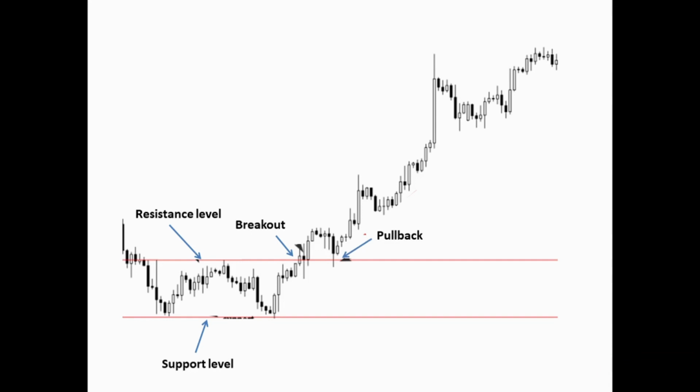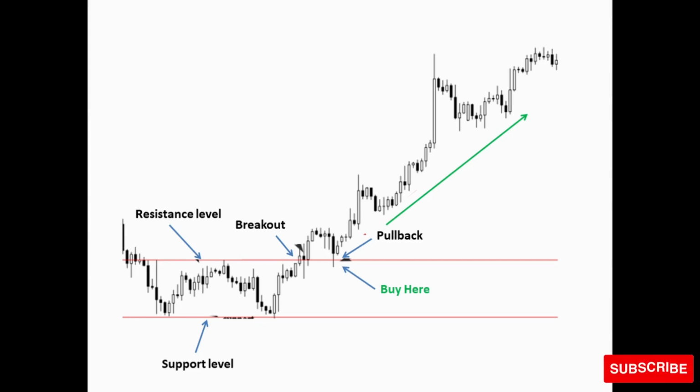goes up. But pullbacks don't always occur after every breakout. When one occurs, it represents a great opportunity with a good risk to reward ratio. If you miss the breakout, wait for the pullback. When it occurs, don't hesitate to enter the market.